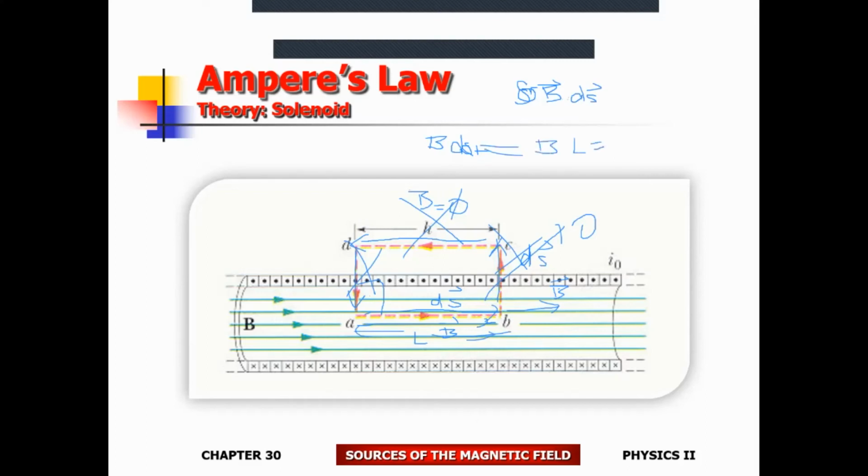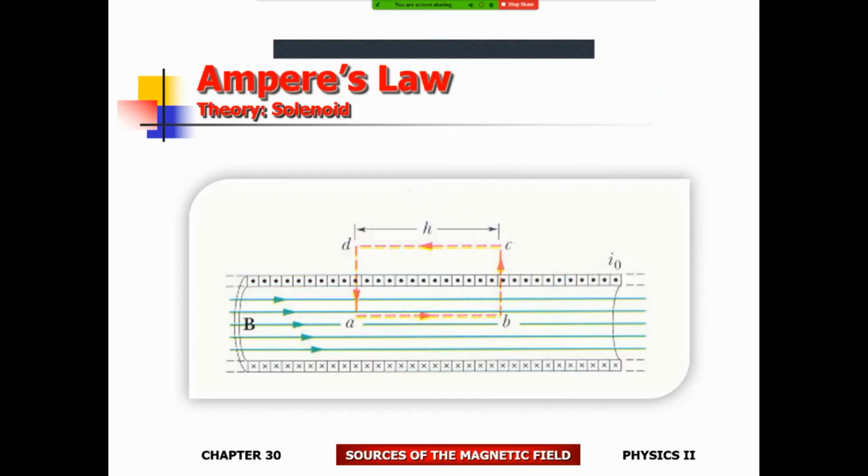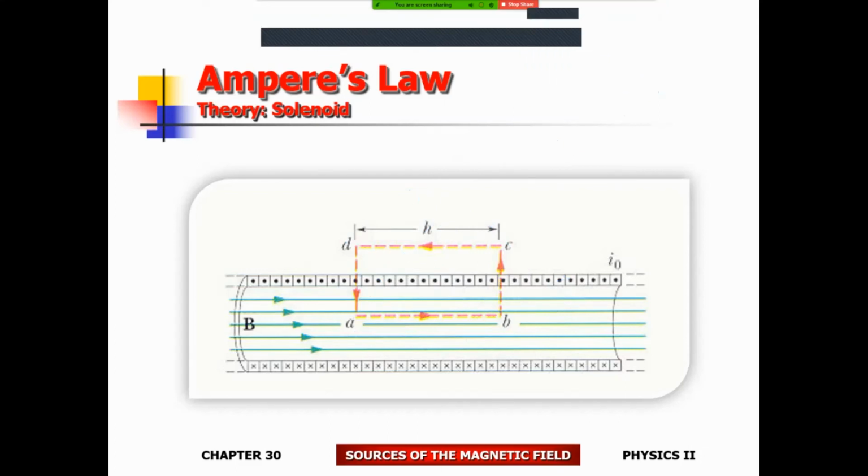And what do you have on the right side of the equation? You have mu naught times the net current within the loop. Notice that nothing is memorized. This is how you do the analysis. Everything is understanding based. This is what makes physics so much more difficult than any other discipline. Everything is driven by the quality of the understanding that you have.